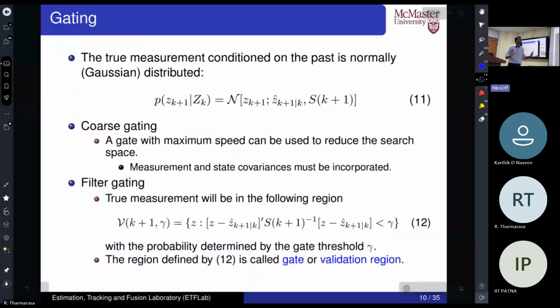Now let's talk about the real aspect. If you understand one, then you can understand the rest. In most trackers, at least the trackers I have seen so far, gating is the first step of tracking. Any tracker has a gate. Let's think about the gate graphically first, and then you go to the method. Don't worry about the method at this point.